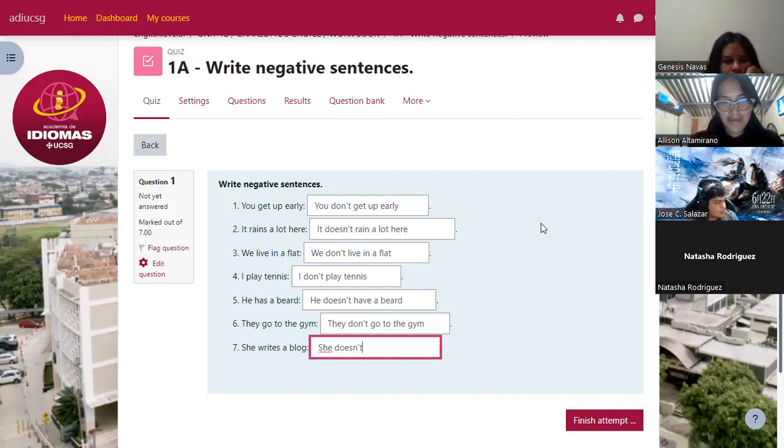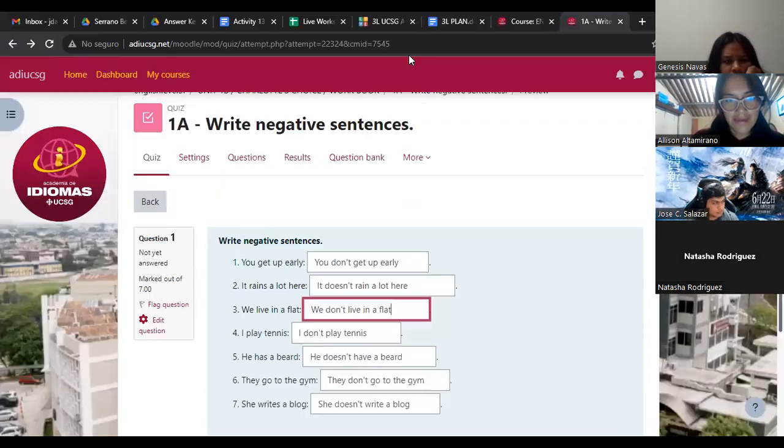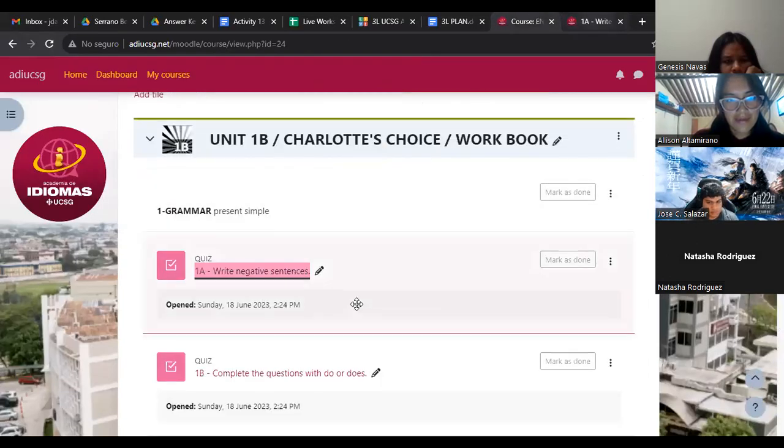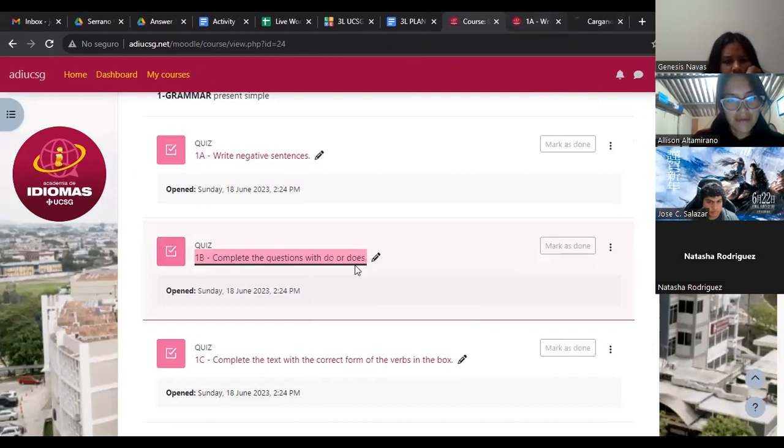She doesn't write a blog. She doesn't write a blog. Very good. Now, remember not to use the final dot, no usar punto final, because it's already placed in here. Now, thank you. We are going to move on to the next activity.